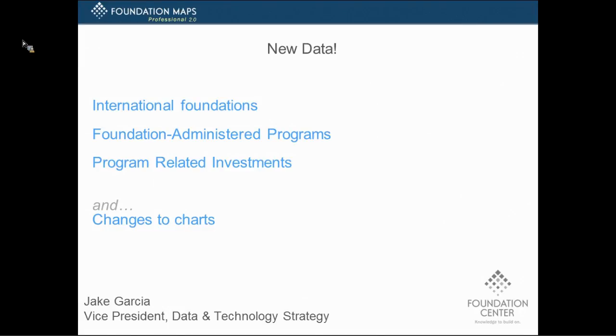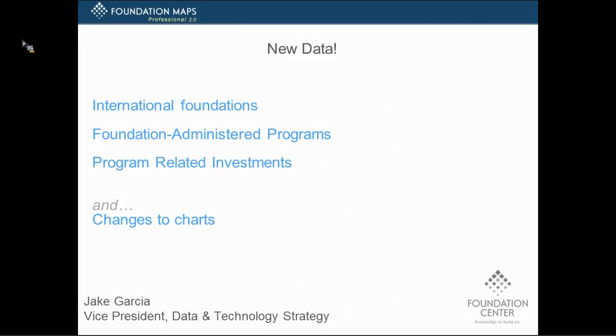So foundation administered programs, I'm sure half the people on the phone are way more expert in foundation administered programs than I am, but essentially they are programs that a foundation is running themselves. And so we've got what look like transactions, but in this case it's money that they've allocated for a certain program. And then program-related investments are kind of like loans given from foundations to nonprofits. It's a different kind of tax category, and we've got a lot of PRIs in the database.